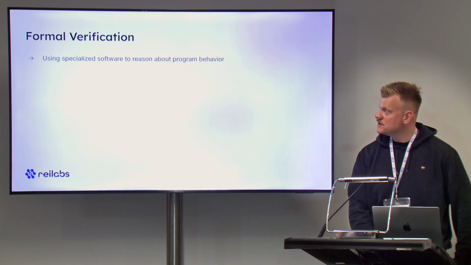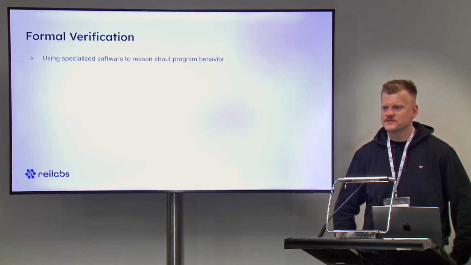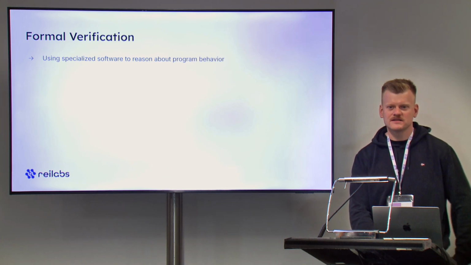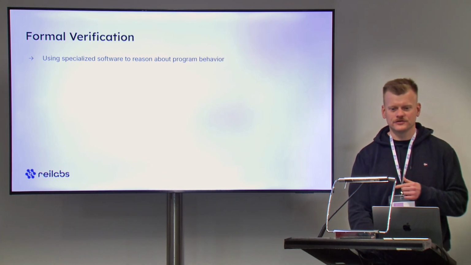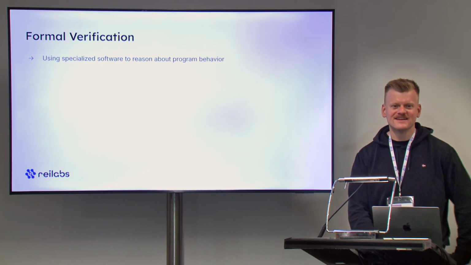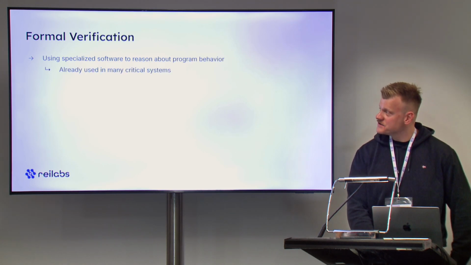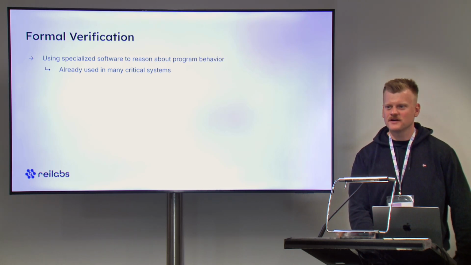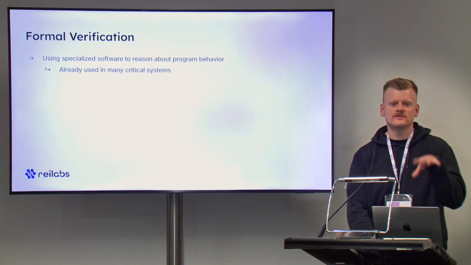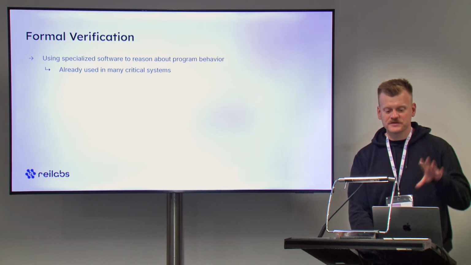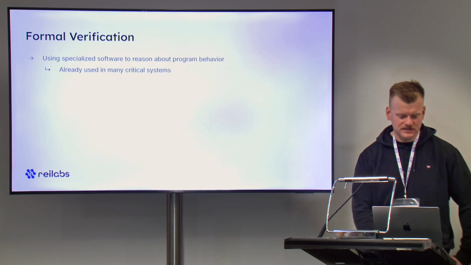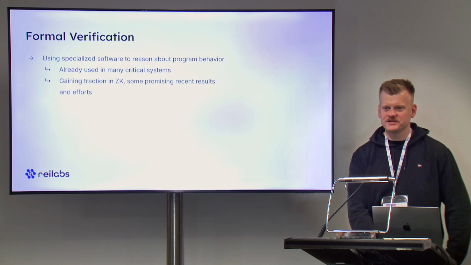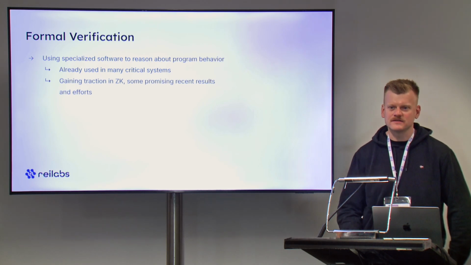Formal verification is the use of specialized software to reason about programs. We typically use proof assistants like Lean or Coq, soon to be called Rocq because of the obvious reasons. It's already used in many critical industries, like aerospace or automotive, where they put their most critical systems through formal verification to make sure that planes don't crash. And it's gaining some traction in ZK already, so there have been some recent very exciting results.